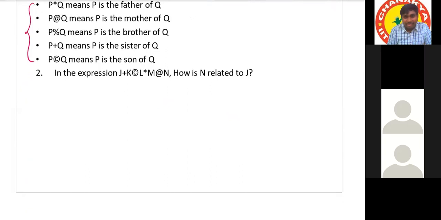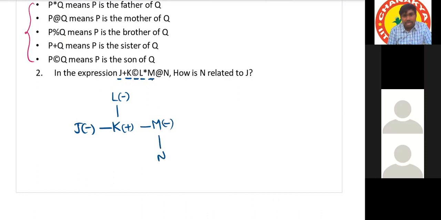Okay. Let me see. J is the sister of K. K is the son of L. L is the mother of M. L is already the mother of K, but L is the mother of M, which means K and M are siblings of each other. But we don't know M's gender as of now. And the next statement is M is the mother of N. So M is a female and N's gender is not declared from this statement.